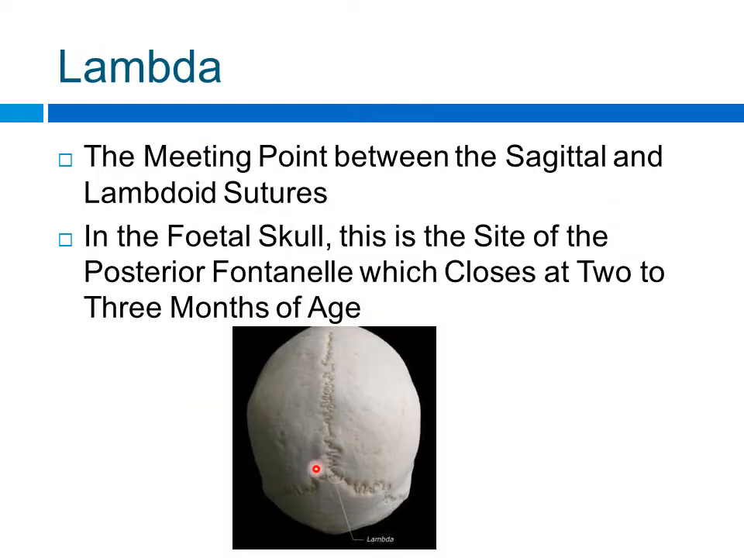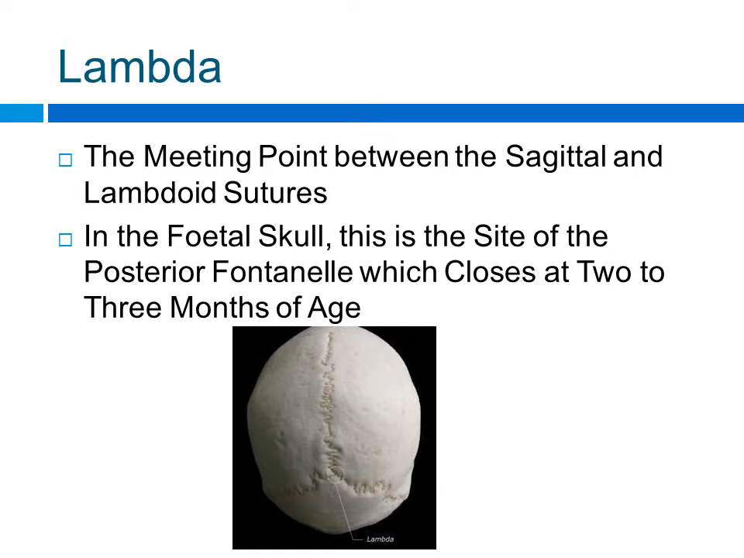Lambda is the meeting point between the sagittal suture and the lambdoid suture. You can see here, in the fetal skull, this is the site of the posterior fontanelle, which closes at 2 to 3 months of age. So anteriorly we have the anterior fontanelle, posteriorly we have the posterior fontanelle, which closes at the age of 2 to 3 months. This is located at the lambda.